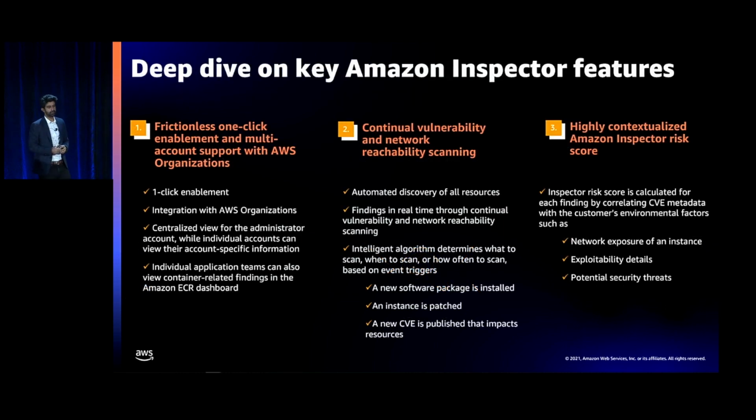So let's deep dive into the key Inspector features. We talked about frictionless one-click enablement and multi-account support with AWS Organizations. We also talked about the highly contextualized Inspector risk score. This is what we do right now, but in the future, we have plans to improve the Inspector score and make it even more contextualized. Now, coming back to continual vulnerability management, or what I mean by continual.